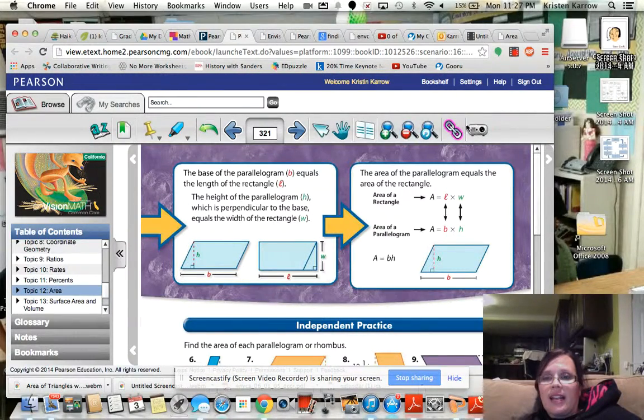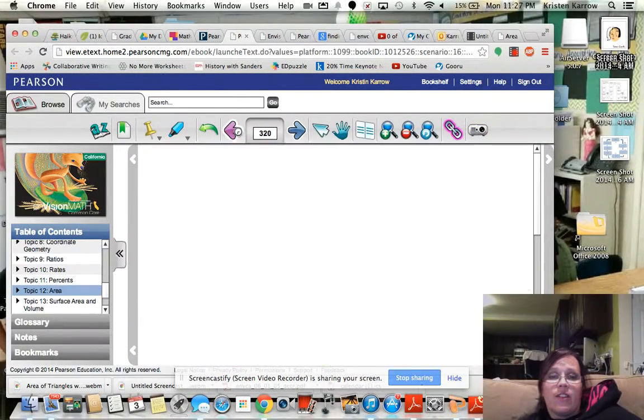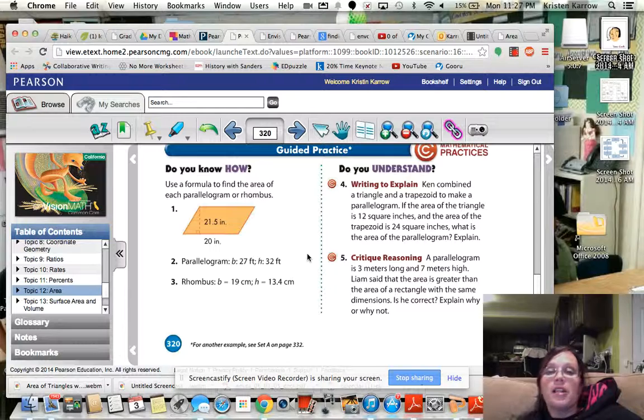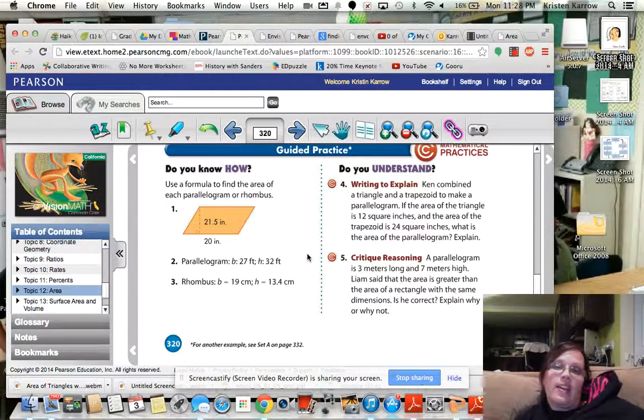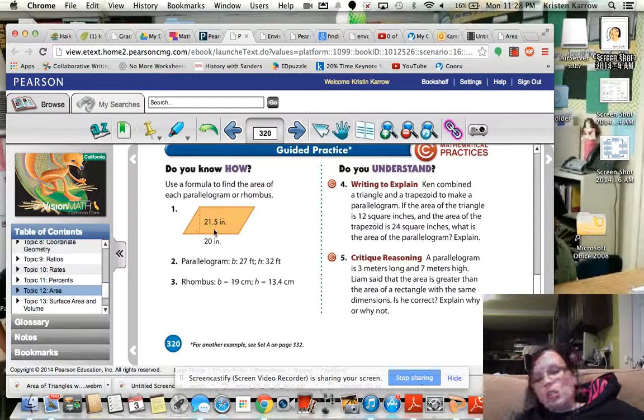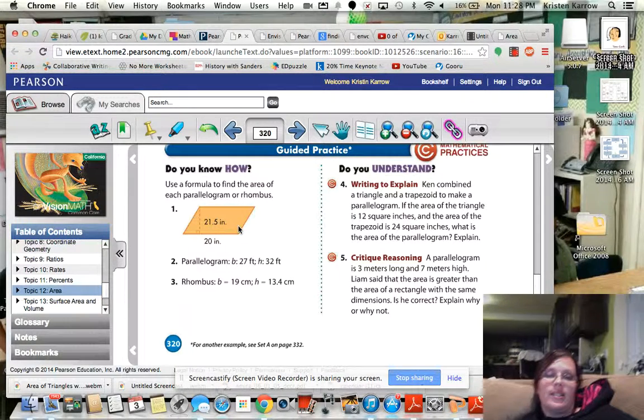If we move on to guided practice and get a little feel for how these problems go, much like Tuesday and Wednesday's lessons, you're simply going to be doing some multiplication to find the area. We do not add when we're finding the area. We multiply because we're trying to find all the square units inside of a figure. We're not trying to find the perimeter, which goes around the outside, like when we run laps. We're trying to find all the square footage inside.